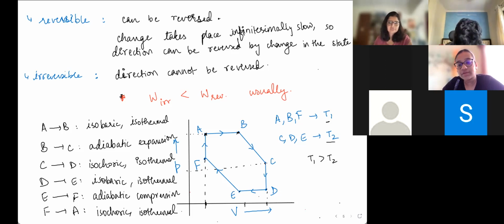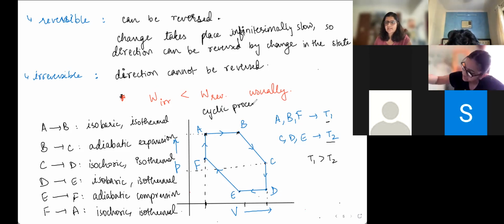This whole graph is symbolizing a reversible process. This is a cyclic process, because starting from A it comes back to A. So wherever you start, if you follow the arrow, you'll come back to that point. Cyclic.